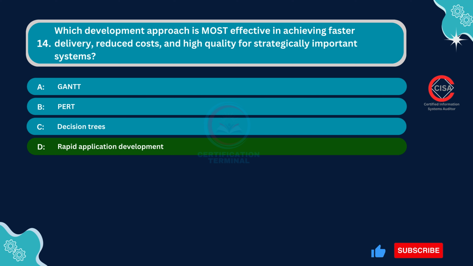Rapid application development emphasizes iterative development with frequent user feedback loops. This allows for early identification and correction of issues, leading to higher quality in the final product. By prioritizing core functionalities and iteratively building upon them, rapid application development can deliver working systems faster compared to traditional approaches. The iterative approach reduces rework and the risk of late-stage feature changes, potentially leading to cost savings.